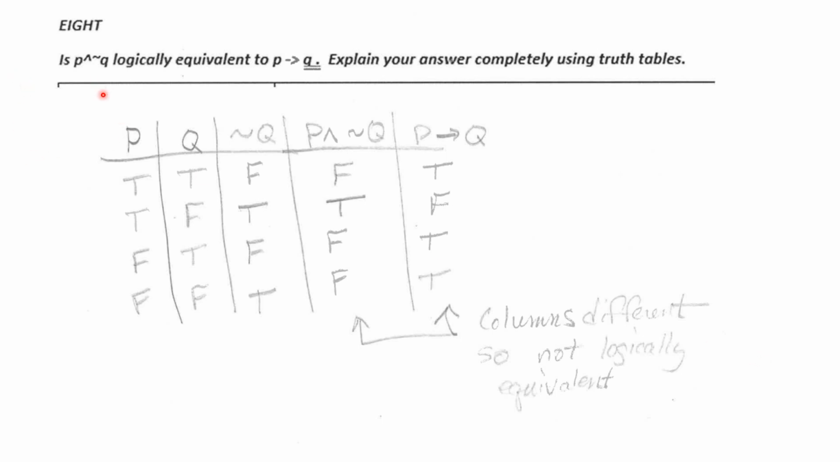Question 8 asks, is P and not Q logically equivalent to if P then Q? And you say, well, build the truth table, and this truth column is not the same as this truth column, so these are not logically equivalent.